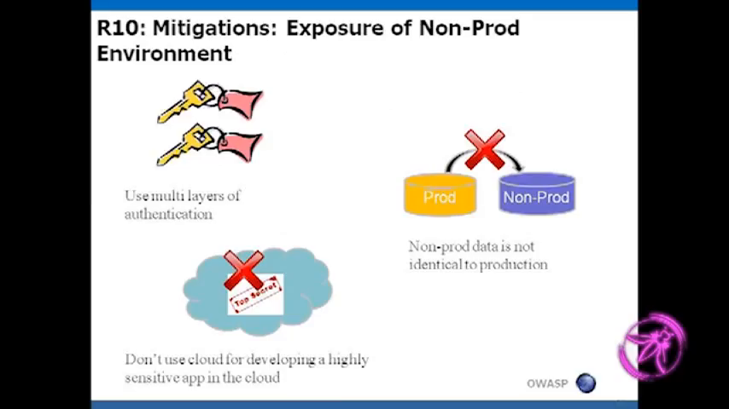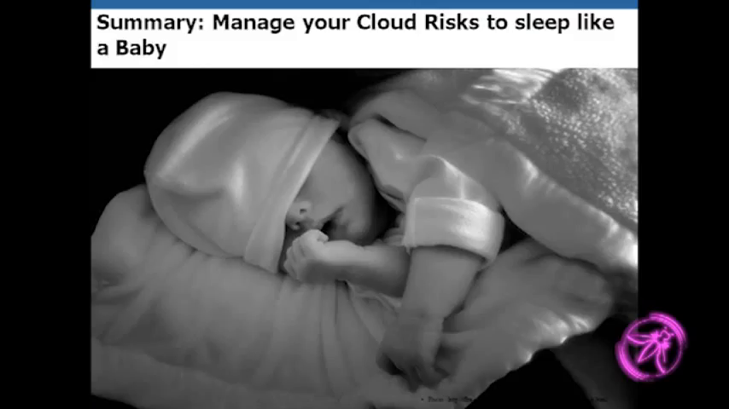Again, the risk mitigations are to use multiple layers of authentication. We are using the VPC model, virtual private cloud, for non-production environments. So it's in the public cloud, but it still has the VPN gateways as proxies, and the developers need to use a virtual private cloud client, or VPC client, to even get to the non-production environment for development of their applications. And don't use cloud for highly sensitive applications, if possible; that's the safest one. And make sure that production data is masked before it is copied to the non-production database for testing.